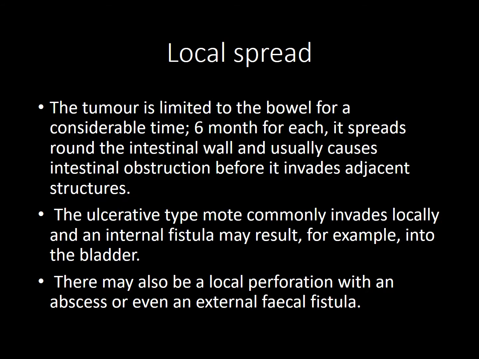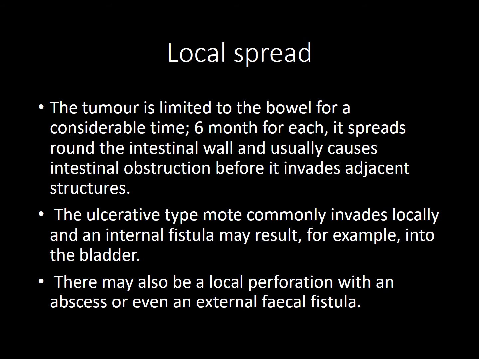How can the tumor spread? The tumor is limited to the bowel for a considerable time, 6 months for each quarter. It spreads around the intestinal wall, so there is a circular spread, and usually causes intestinal obstruction before it invades adjacent structures. So the invasion is first into the bowel wall and then goes outside the bowel wall. So it takes about 6 months for every quarter of the bowel wall.